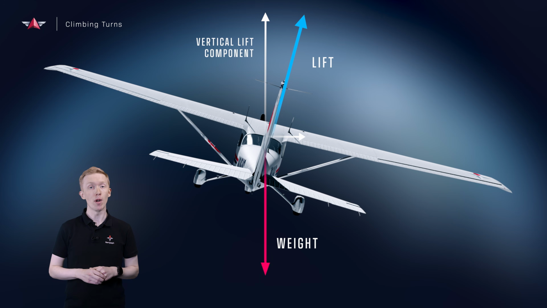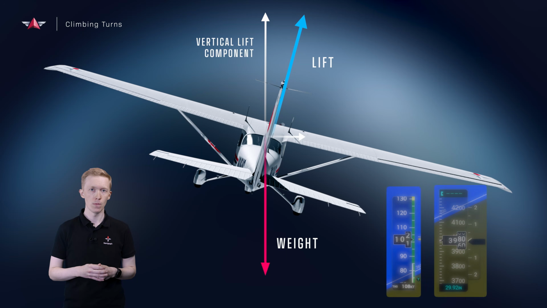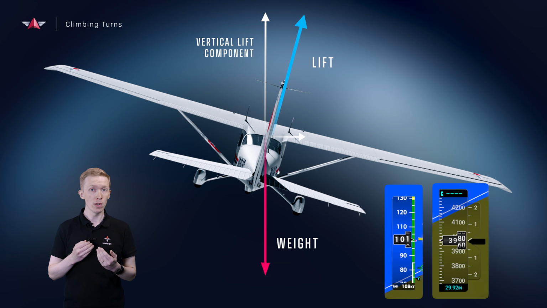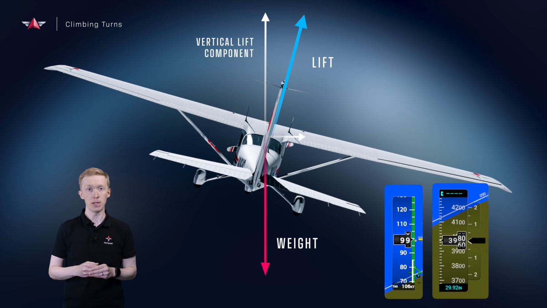You may remember from our previous lesson on turns in level flight that banking requires more lift to be extracted by the wings. This is in order to maintain a constant vertical lift force. And this is usually achieved by increasing our angle of attack. Increasing the total lift extracted by the wings also generates more lift-induced drag. And this extra drag causes a decay in airspeed.